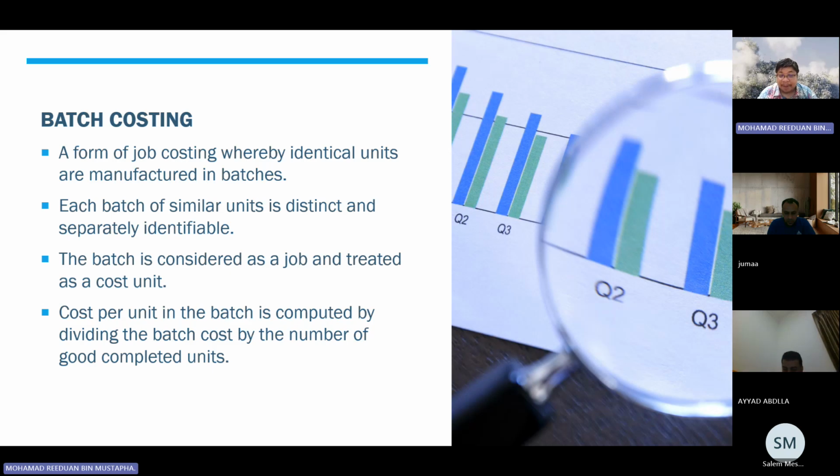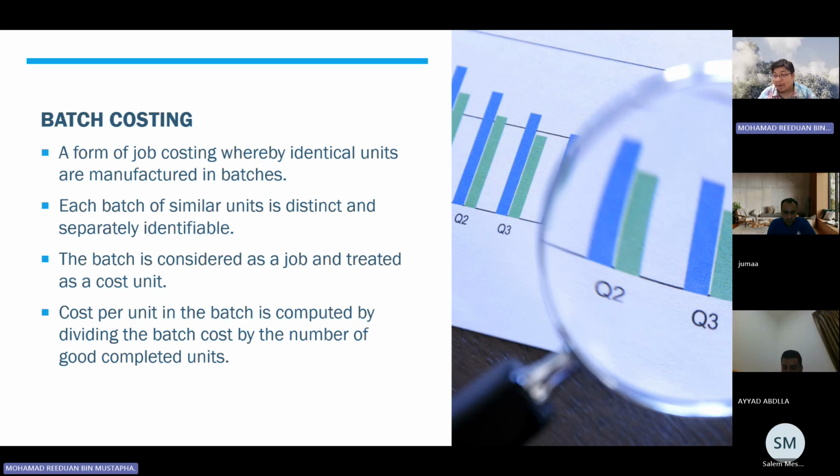So the cost per unit in a batch is computed by dividing the batch cost by the number of good completed units. So you must remember this. In manufacturing, you don't count the cost per unit for a single product, but you count a unit when you sell to the customer based on quantity. What is meant by one unit? Let's say the customer needs to buy at least a bundle, so that is one unit from a manufacturing.